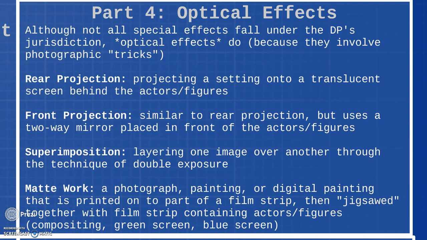Another optical effect is the use of matte work, compositing, green screen, or blue screen to composite or paste together a photograph, a painting, or a digital painting with a film strip that contains actors or figures. So essentially, there's a photograph, a painting, or a digital painting that's created, scaled down, and printed onto part of a film strip. Then it can be jigsawed together with another film strip containing the other pieces of the image. So this is also known as compositing.